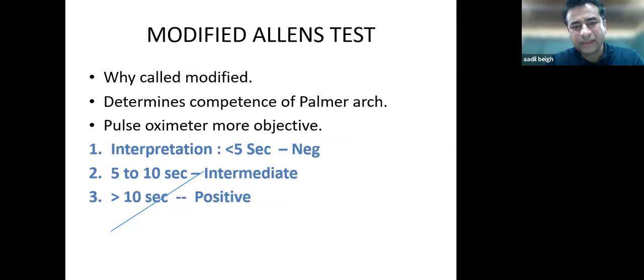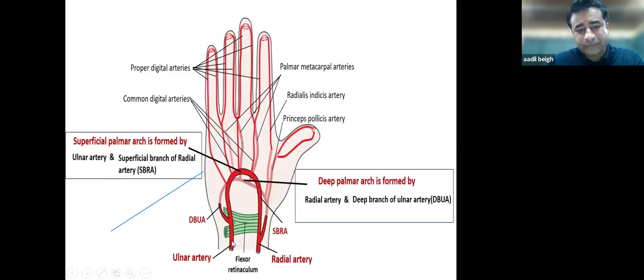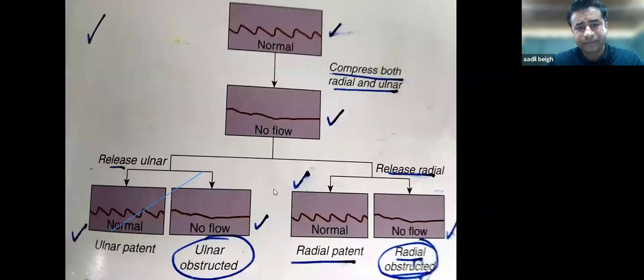If it is more than 10 seconds, then you should not go for the fistula creation. Same for the ulnar artery, we should do the examination. This is the superficial arch, this is the deep arch. So we can see the patency by blocking the radial and the ulnar artery.